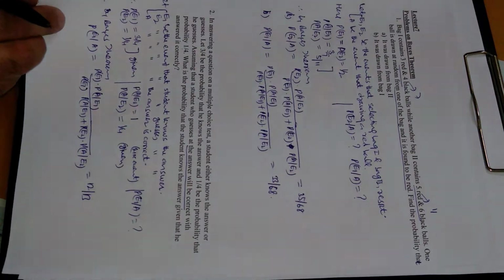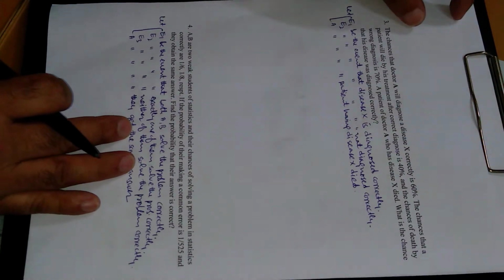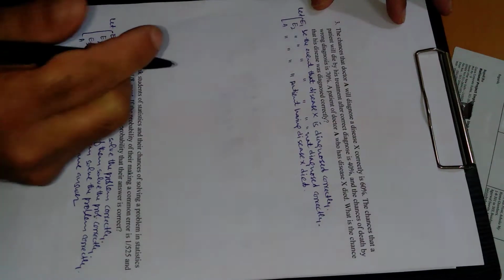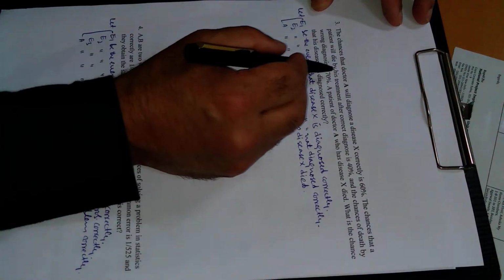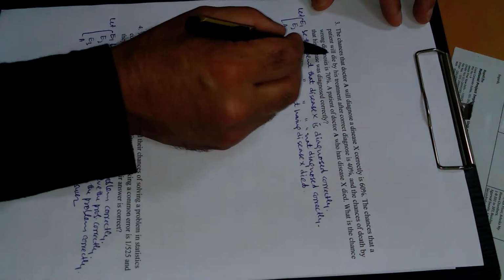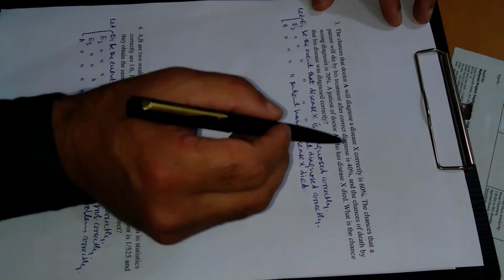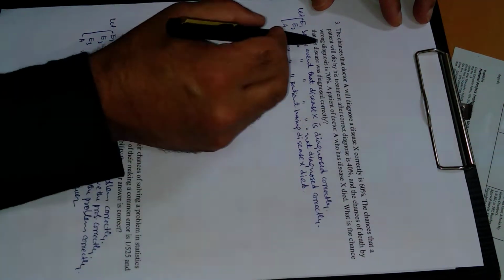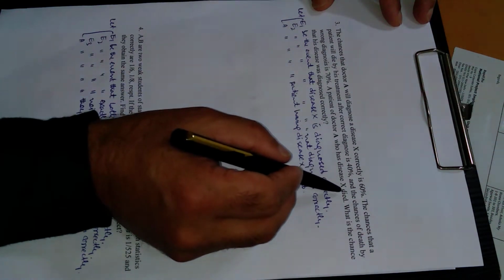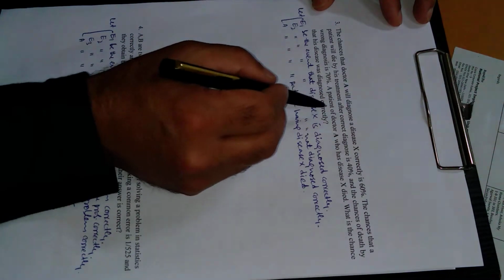Now come to the third question. Let the chance that the doctor will diagnose a disease X correctly be 60%, the chance that the patient will die by his treatment after correct diagnosis be 40%, and the chance of death by wrong diagnosis be 70%. A patient of Dr. A who has disease X died. What is the chance that his disease was diagnosed correctly?